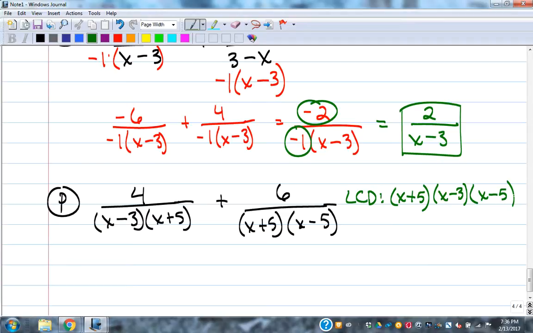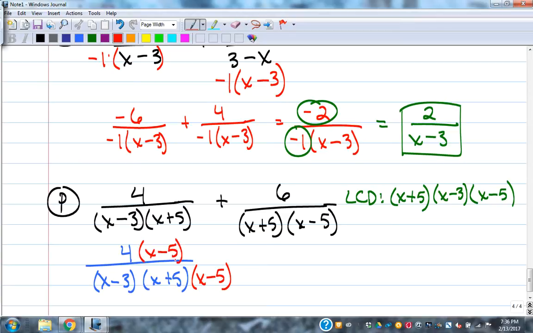Then to fix the fractions, you look at it and say, okay, this one had the x minus 3. It had the x plus 5. What part did it not have? It didn't have an x minus 5. So it needs an x minus 5 on top and bottom. The second fraction had 6 on top. It had an x plus 5. It had an x minus 5. What part of the LCD did it not have? An x minus 3. So that's the part you have to put on there.